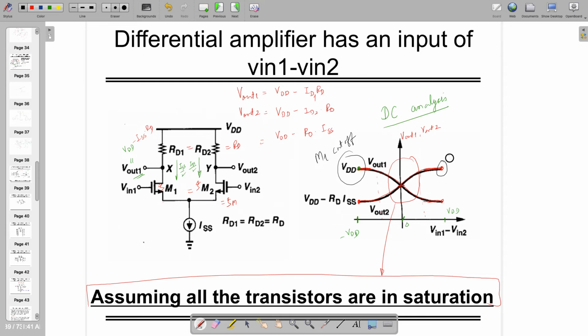In this case, M2 was in cutoff, and notably these two are absolutely in saturation. But as this is increasing, you can see that it's going from saturation to cutoff side, and this one is going from cutoff to saturation. In between, of course, the linear region will be there, and that's how you can see the curve, which is moving a little bit with some smooth curves.